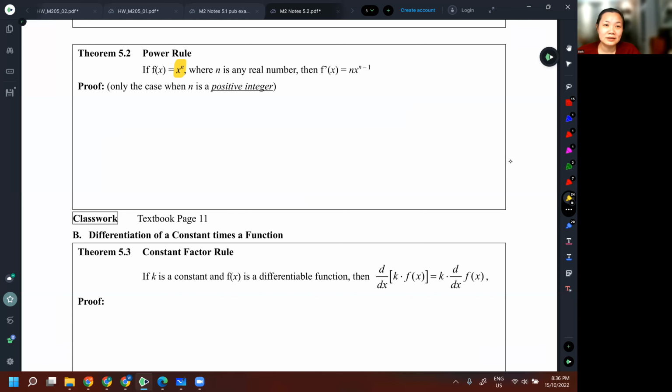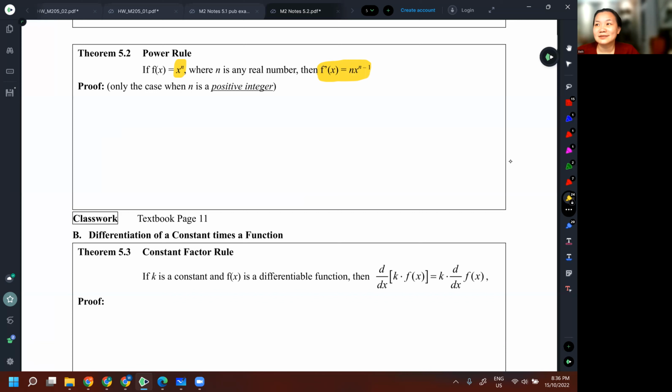Now, how to find the derivative function? Well, we found it for you, and you only need to remember the result. This is the result. Now the proof of this rule is not as simple as the first rule.